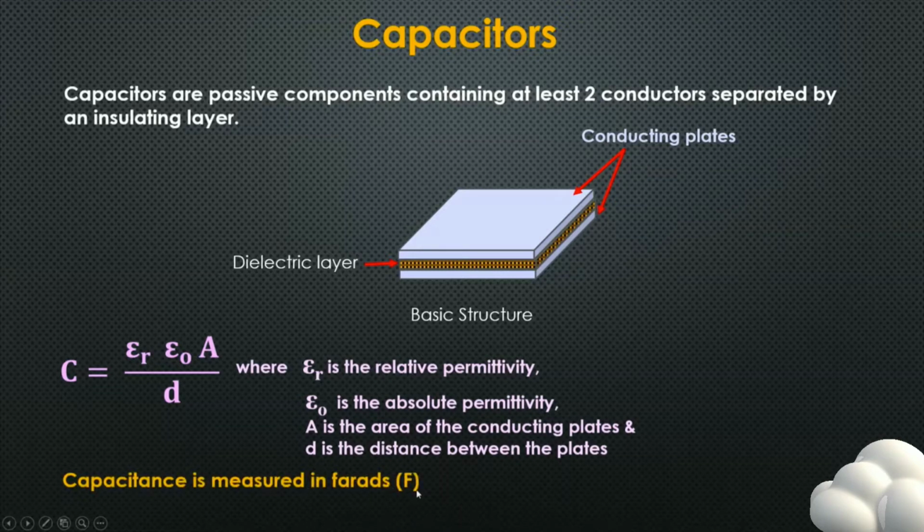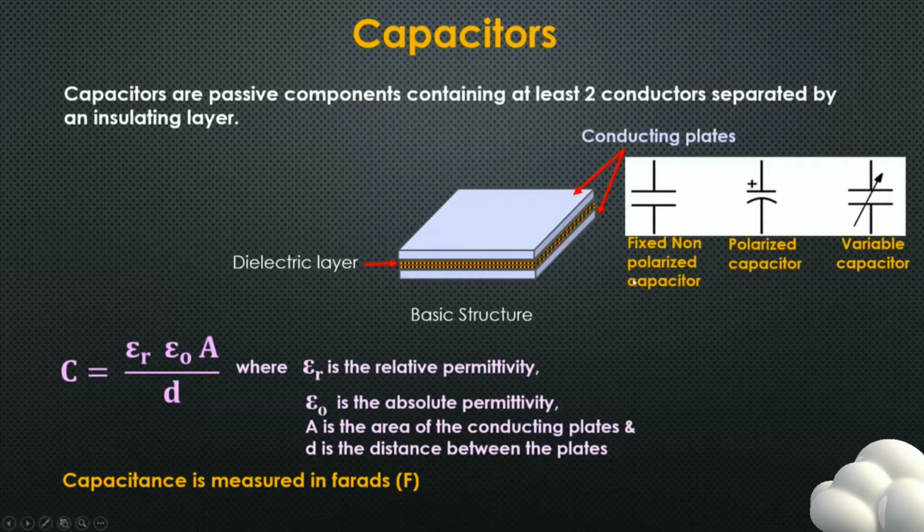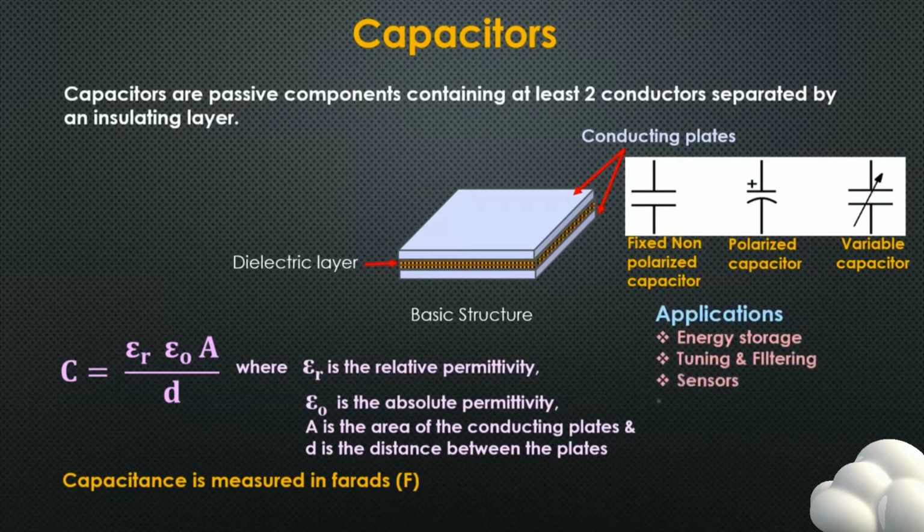Capacitors are always measured in farads, represented by capital F. The symbolic representation of capacitors is as shown in the figure. The first one is non-polarized fixed capacitor. That means there is no polarity for such capacitor. The second one is polarized fixed capacitor. It will have a polarity. And the third one is variable capacitor.